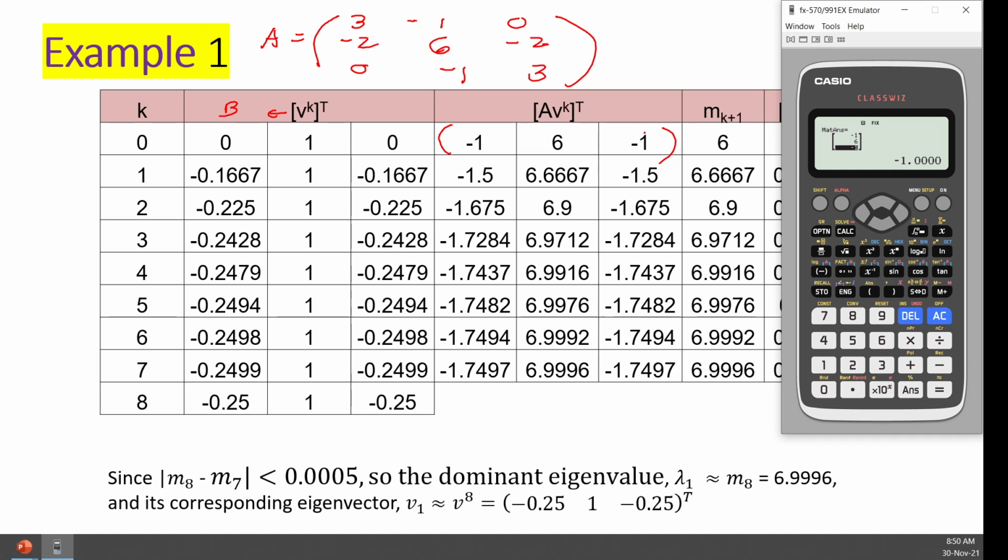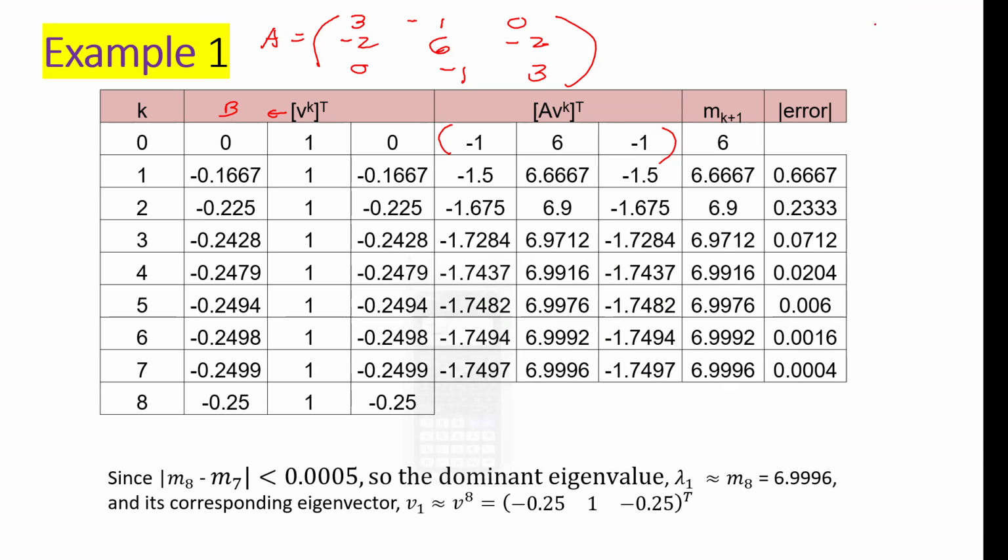After you get AVK, remember just now, MK plus 1 is the maximum value in terms of magnitude from the AVK. So you have -1, 6, -1. Take the maximum in terms of magnitude, so it will be 6. When k is 0, this stands for MK plus 1, so this is M1. If, let's say, this one was -6, this would be MK plus 1, which is -6. But this is positive, that's why we take it as 6.